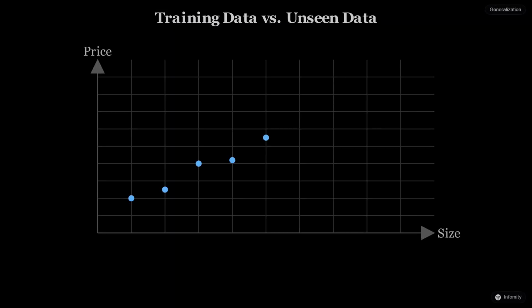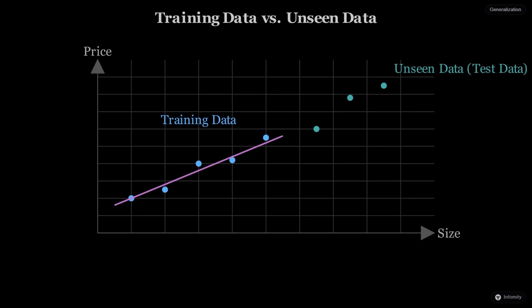To understand generalization, we first distinguish between two types of data. The data a model learns from is called training data. This is the historical information used to adjust the model's parameters. Then, there's unseen data, also known as test data. This consists of new examples that the model has never encountered during its learning phase. The true test of a model's usefulness is how well it performs on this unseen data, not just on the data it was trained on.